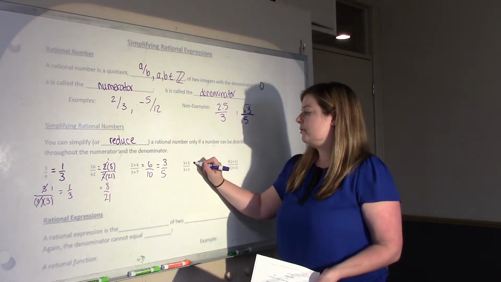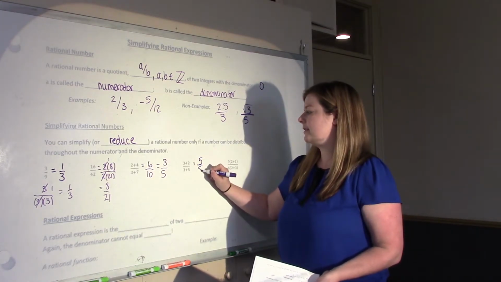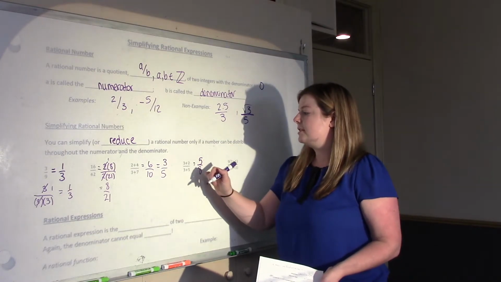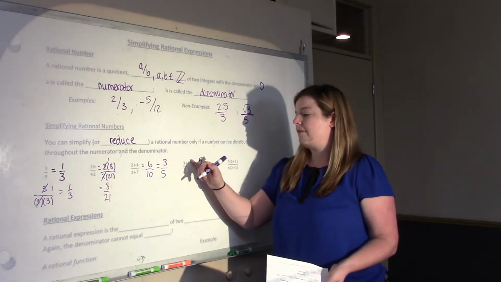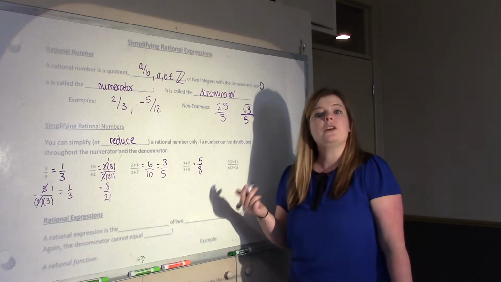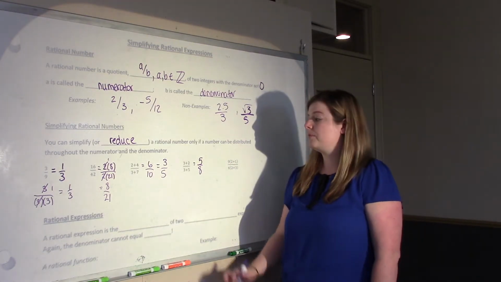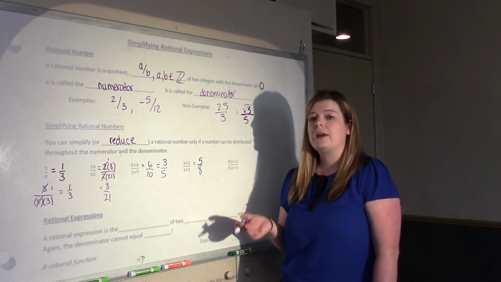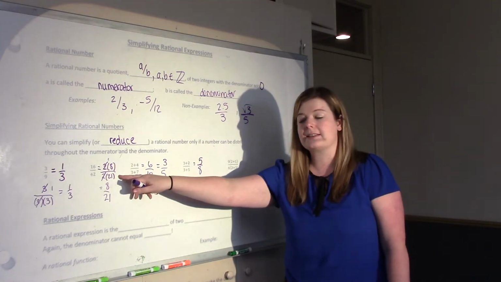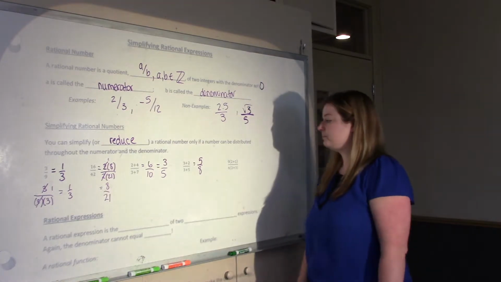Okay, 3 plus 2 is 5, and 3 plus 5 is 8. So notice if you had crossed out the 3's, you would have just been left with 2/5. Now if you put 2/5 and 5/8 in your calculator, you'll see you don't get the same decimal. So again, for addition, you can't cross out. It has to be multiplied like this before you can cross it out.